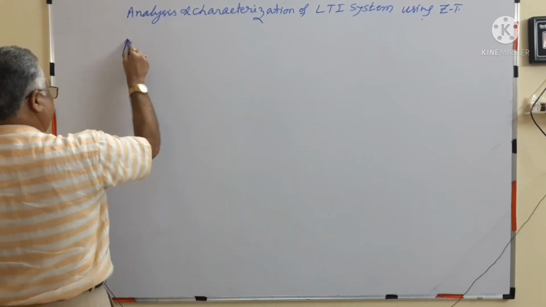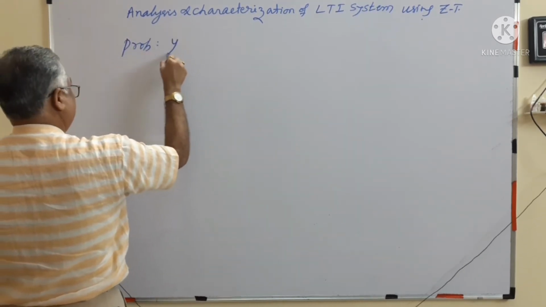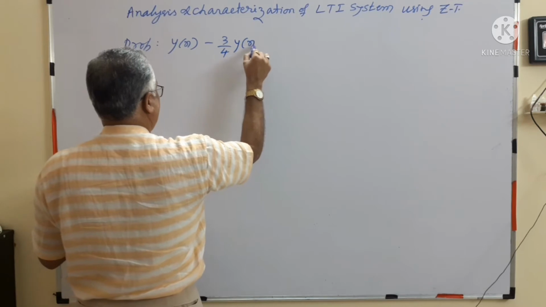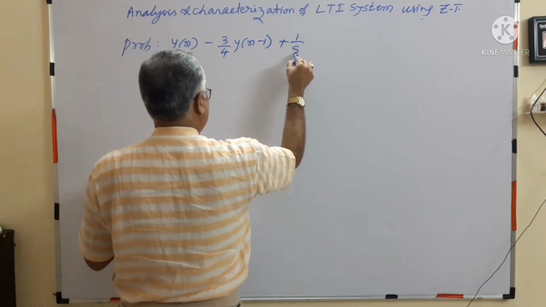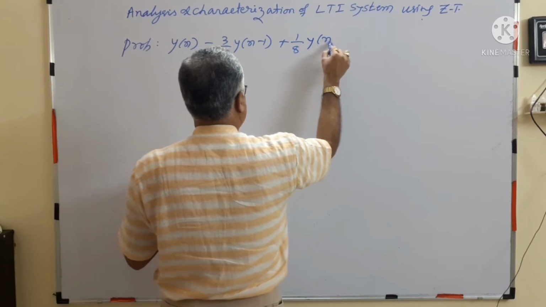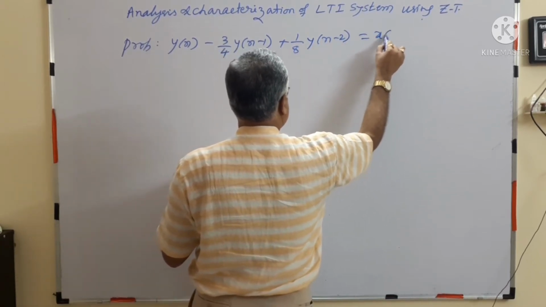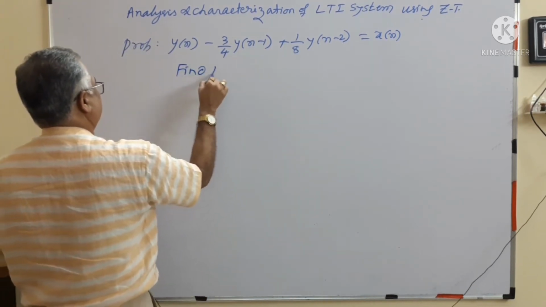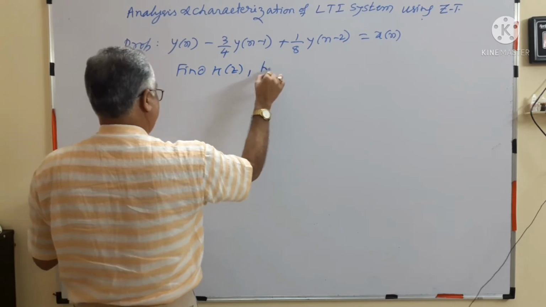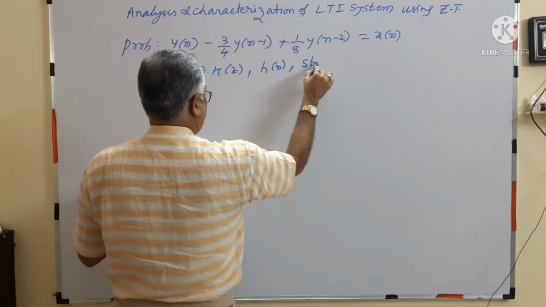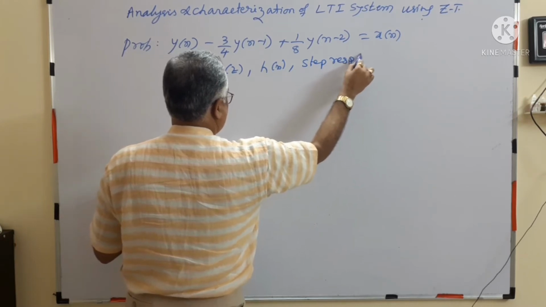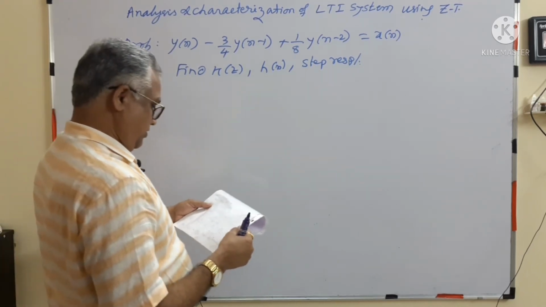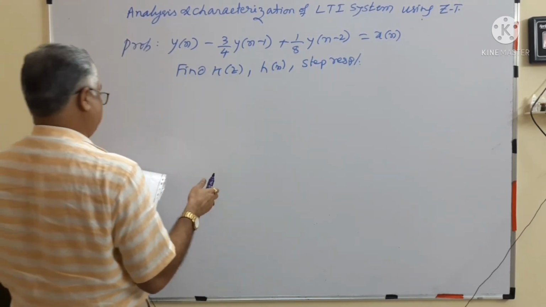Another problem. y of n minus 3 by 4 y of n minus 1 plus 1 by 8 y of n minus 2 is equal to x of n. Find H of z, h of n, step response. So these three we have to find. So just fastly I will give the steps.